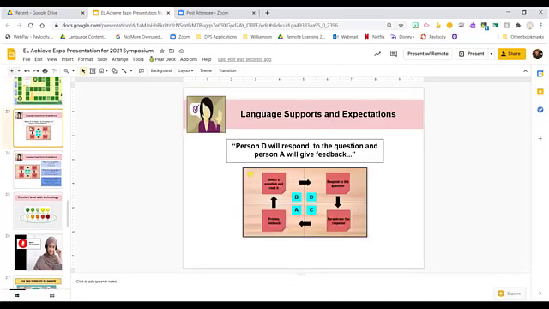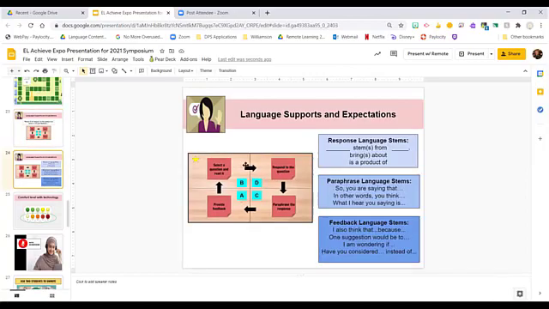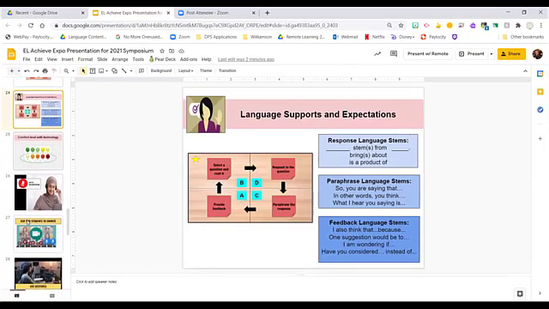So the beauty of these routines is we can build language expectations into the student roles. So here's an example of a fan and pick routine. If students are given the language supports to respond, paraphrase, and give feedback, then we're putting the onus of the language on our kids. So here's an example of what it might look like to do a virtual fan and pick and the language they would need to do that activity.